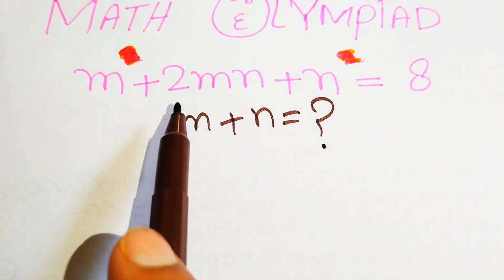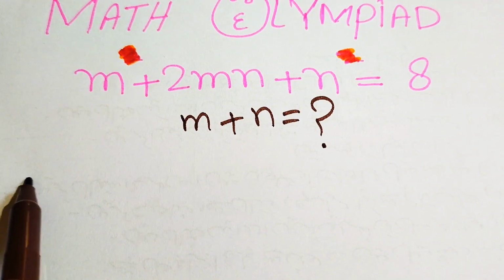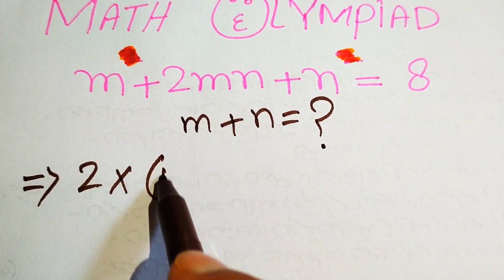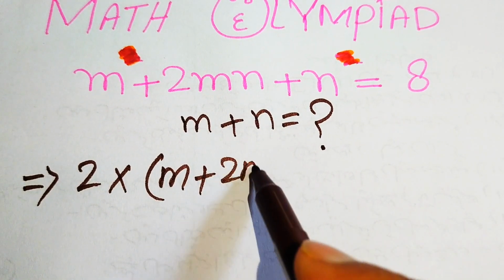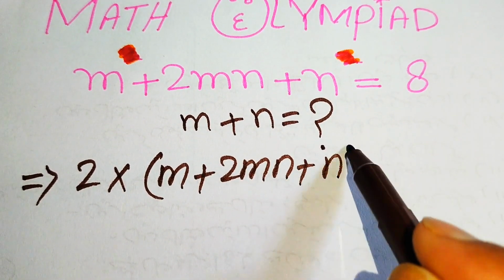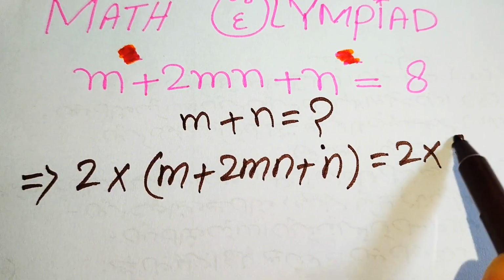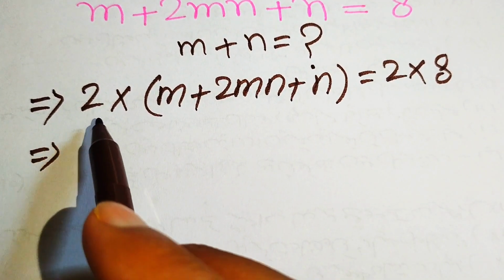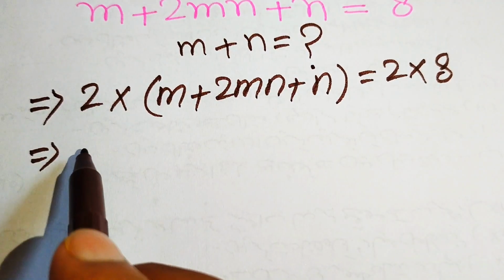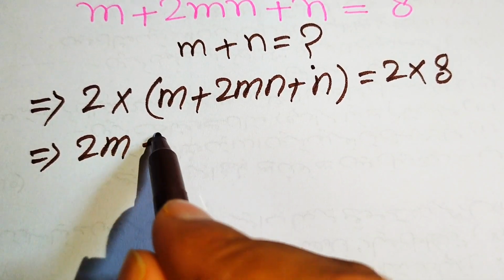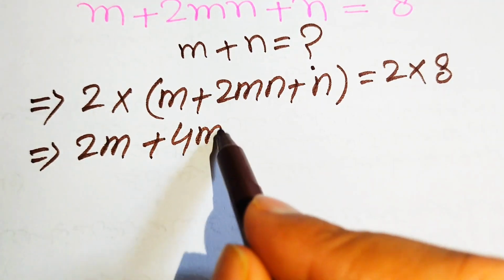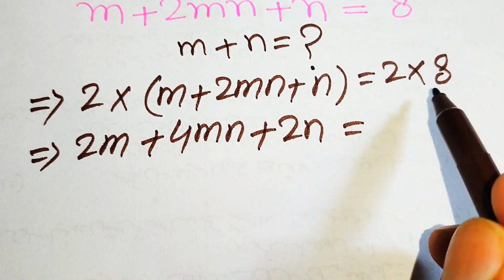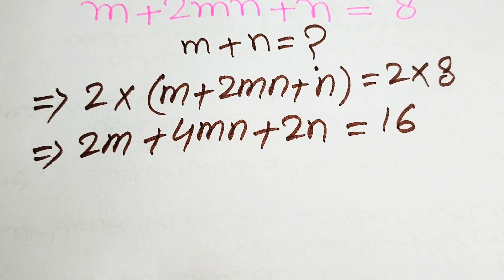The very first step we are going to do is multiply the given equation on both sides by 2, and it will be written as 2 times (m + 2mn + n) equals 2 times 8. Here we multiply this 2 on each of these terms, and it will be written as 2m plus 4 times mn plus 2n equals 2 eights are 16.